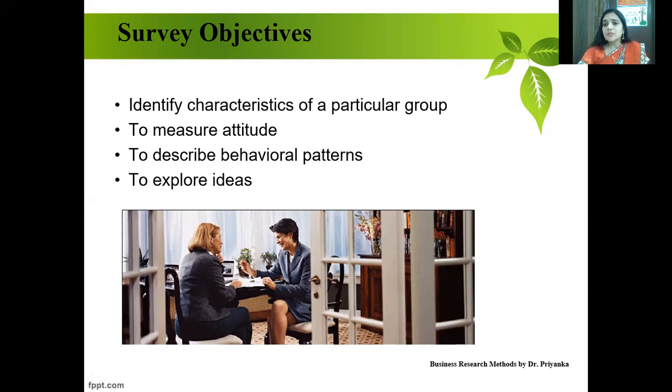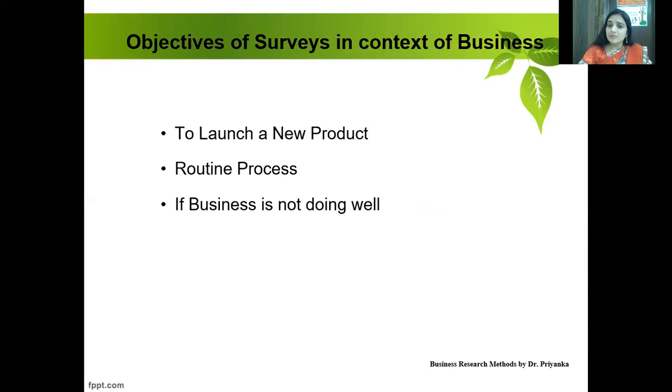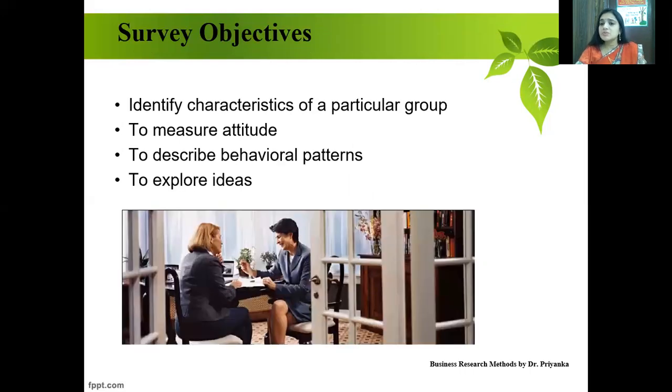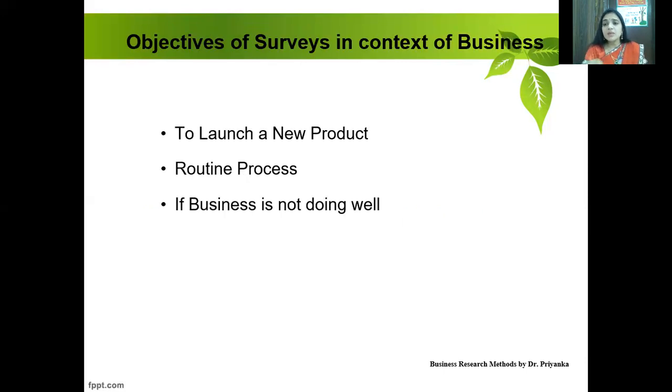But when it comes to business, there might be some other kinds of objectives available. For example, to launch a new project. When we talk about the basic objectives of the survey, we are talking about the same thing, saying that we want to measure attitude, behavior, or characteristics of people in general. But in business, we will be reviewing their behavior and judging their attitude in respect of a new product, or something related to business only.